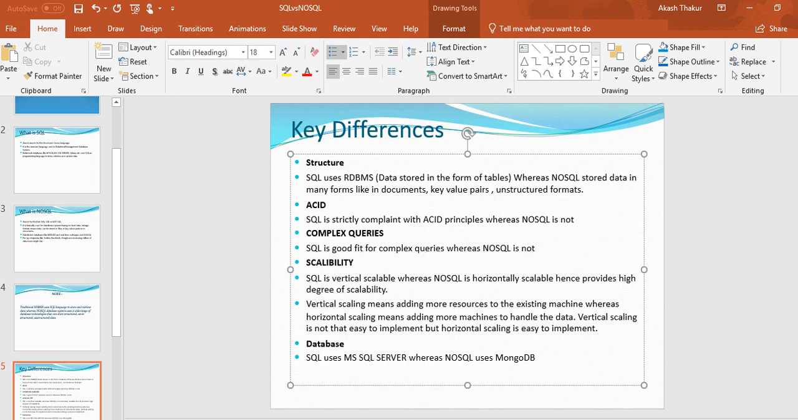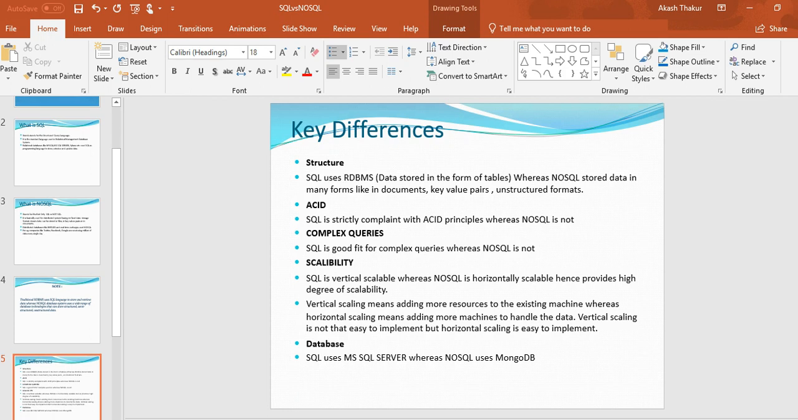Then the database. For example, SQL uses Microsoft SQL Server, whereas NoSQL uses MongoDB, which is very famous nowadays because of the social networking sites. And when we talk about SQL, Microsoft SQL Server, which is provided by Microsoft, is a very famous database.